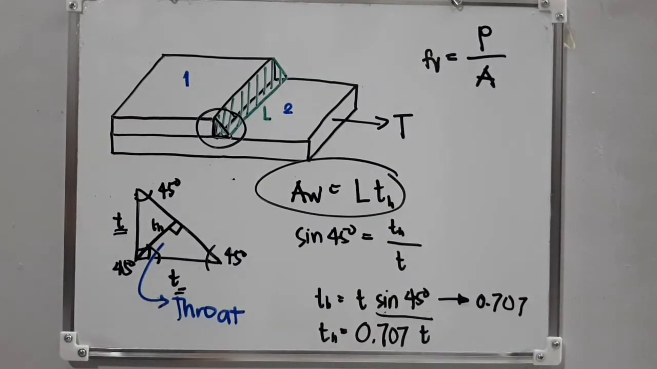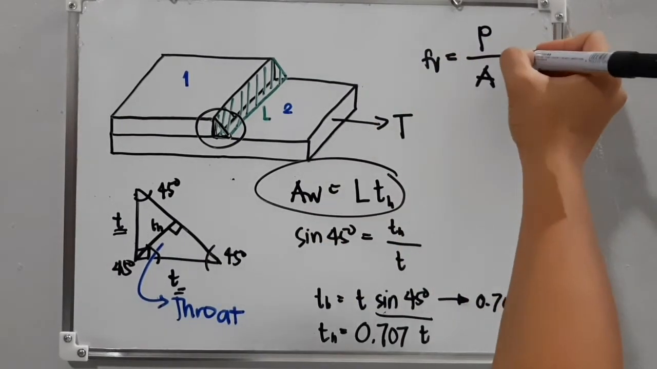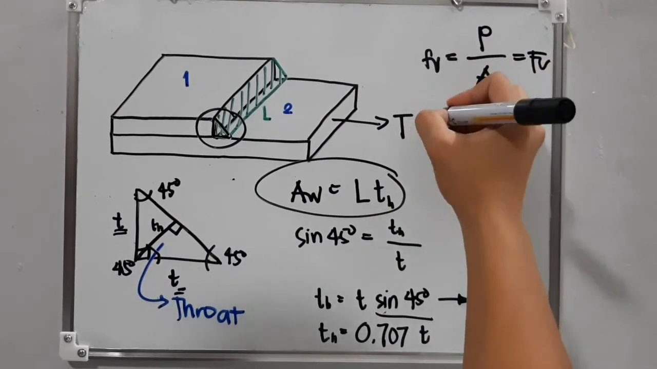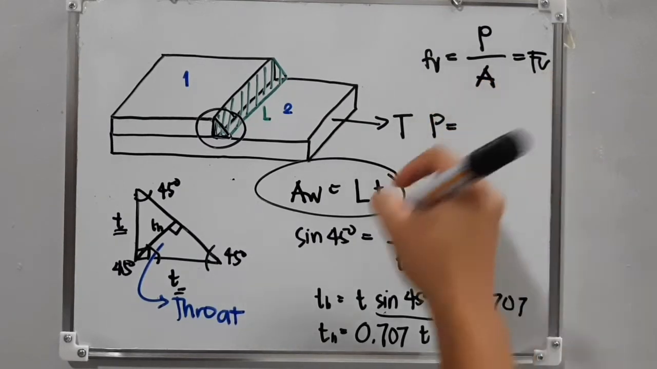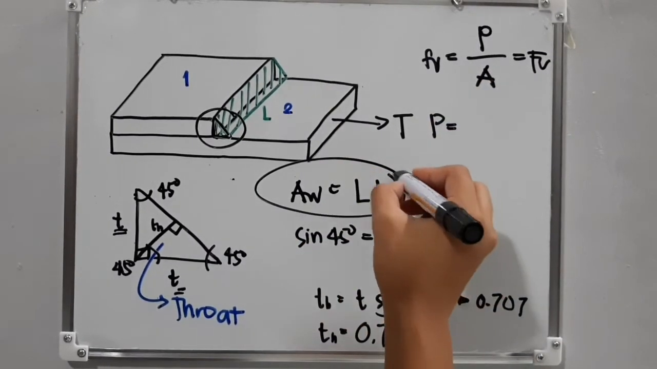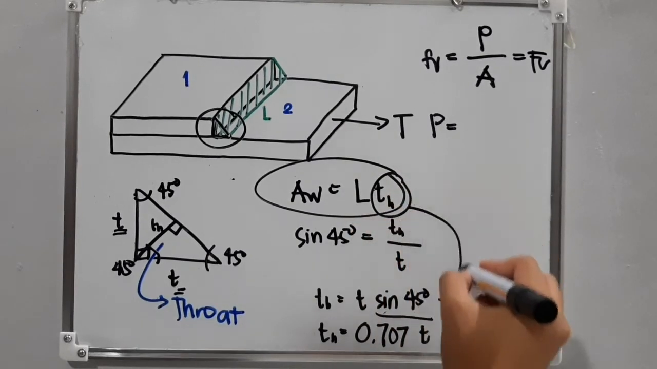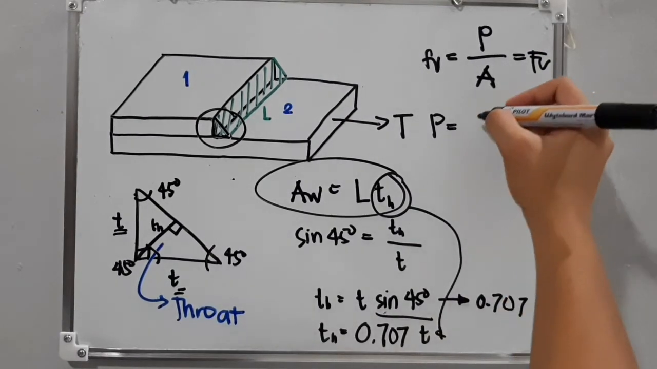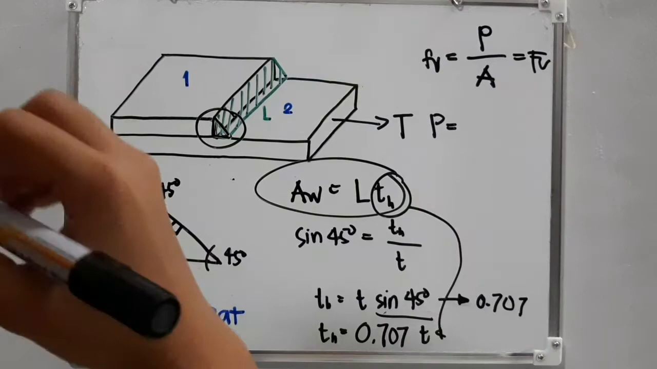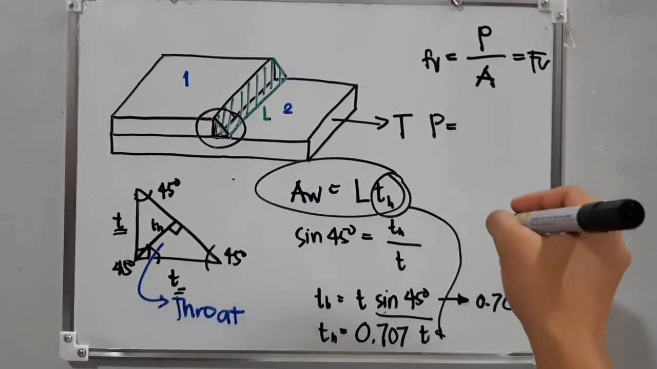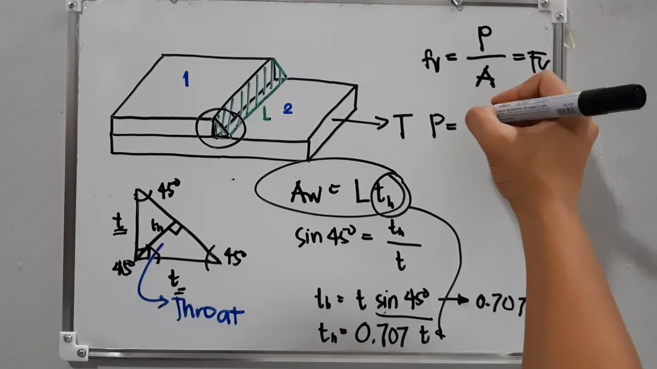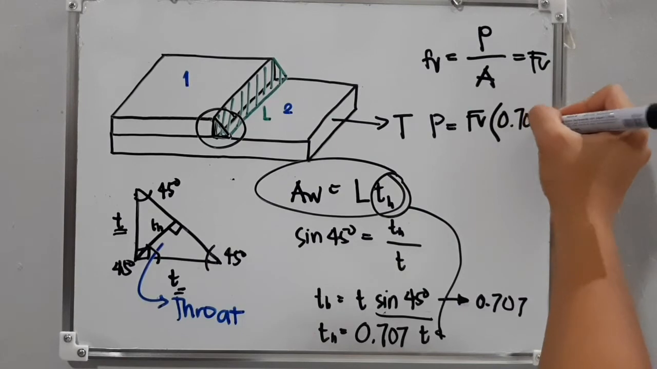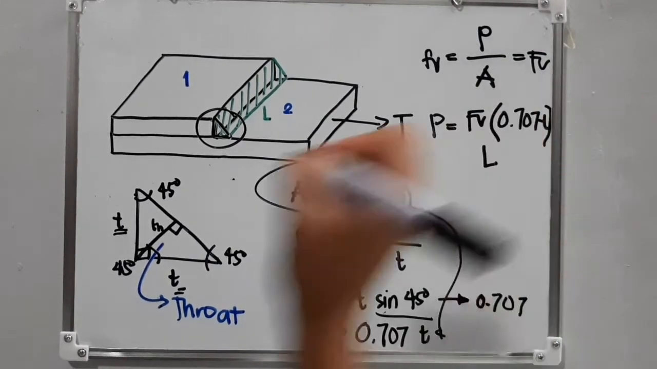So for our allowable load, we will equate this to your allowable stress. That is your P will be equal to your area, which is this, and your throat is equal to this one. So we will have your force as your effective stress multiplied by 0.707 of your thickness times your L.